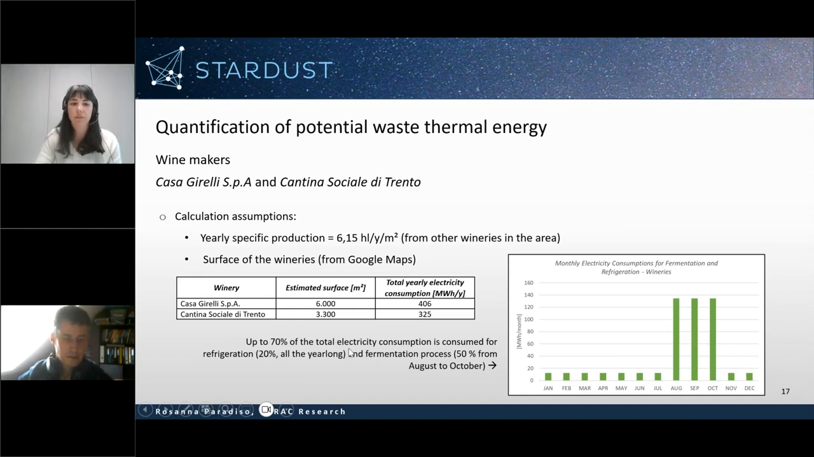So up to 70% of the total electricity consumption is consumed for refrigeration, 20% all the year long, and fermentation processes from August to October. So this is the distribution we hypothesized. So the calculated waste heat is about 1,500 megawatt hours per year, considering an energy efficiency ratio equal to 2, like the previous cases.